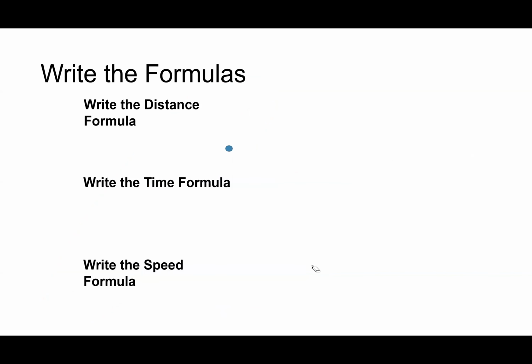Okay. So let's start off by just repeating the formulas. Go ahead and write the distance formula. D equals what? Use your speed triangle. D equals, just say it, class. Speed times time. What's the time formula then? Distance over speed. What's the speed formula? Distance over time.